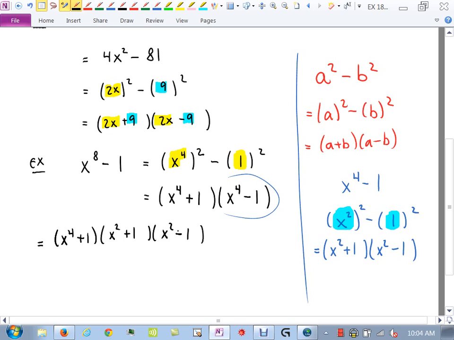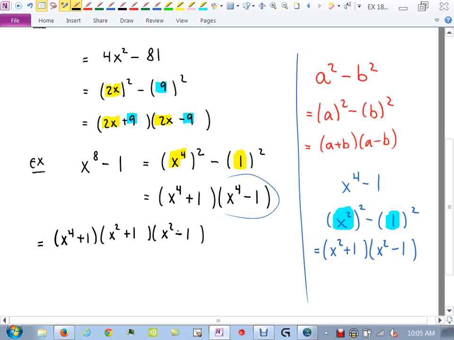The only way this is ever going to work for us, like if I give you a problem like this, the only way difference of squares will work is if this is squared, 4th power, or 6th power, 8th power, or 10th power. It has to be an even number. If I give you an odd number, you won't be able to use the difference of squares on it.